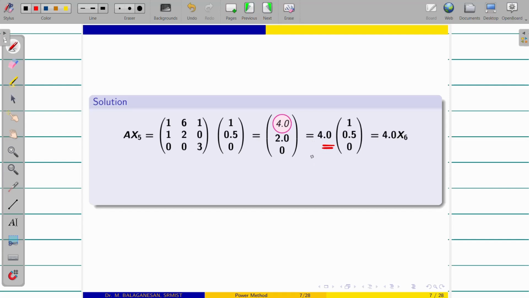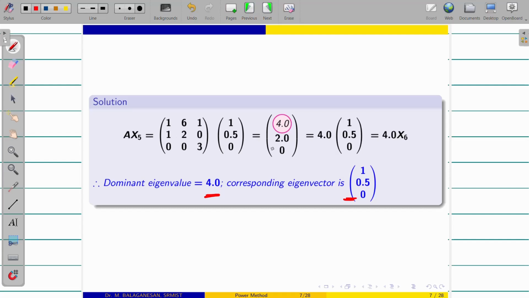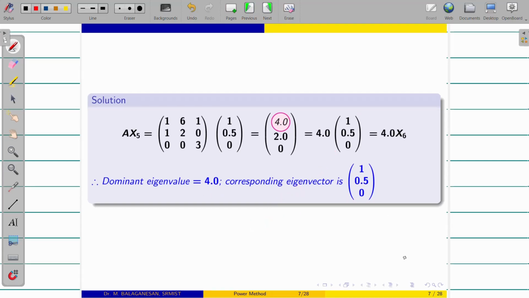So the dominant eigenvalue, using the power method we can find the dominant eigenvalue first. And the other things also I explained, the least eigenvalue and all the other parts of that concept. Right. So the dominant eigenvalue is 4 and its corresponding eigenvector is 1, 0.5, 0. Suppose if you are taking 2 decimal or 3 decimal places, the iterations will increase. Here I fixed only one decimal place. Clear? Right.